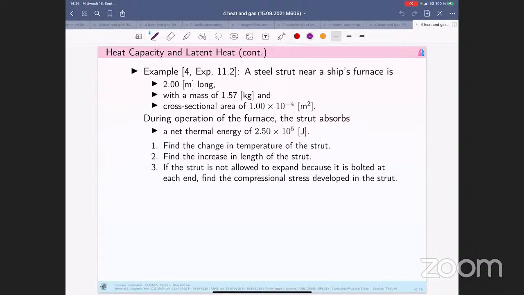Okay, everybody is ready, right? We go ahead with that. Here we arrive at this problem.